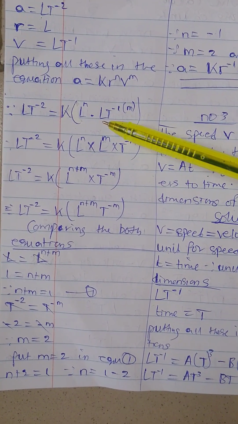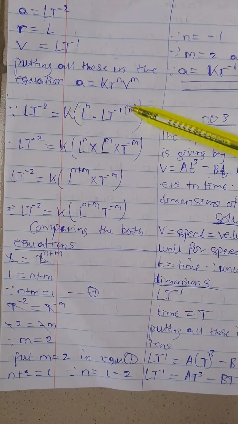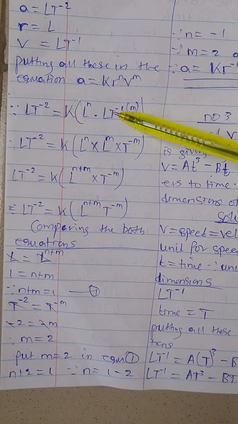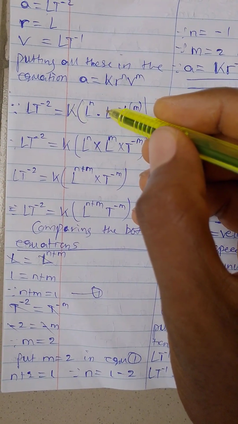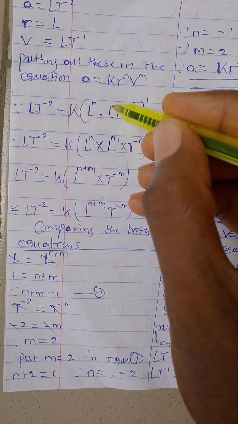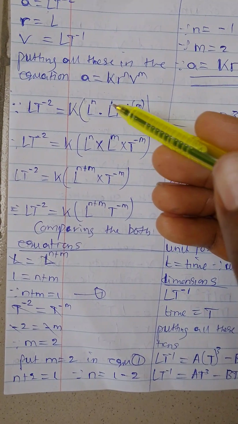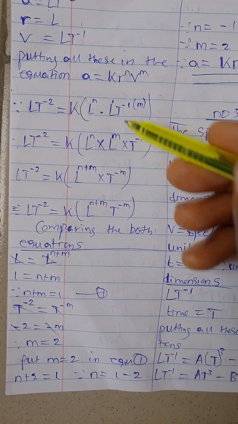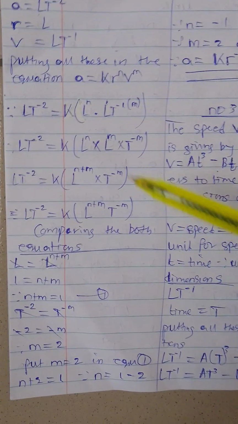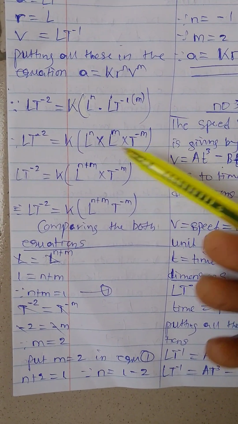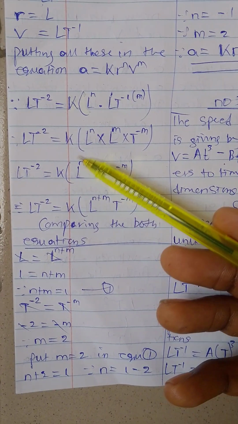Now if you multiply this, everything here is raised to the power of m. If you check here, the power of this L is invisibly 1. So 1 times m is m. Now for T, m times minus 1 is T raised to the power minus m. So that becomes L T raised to the power minus m is equal to k times the bracket.